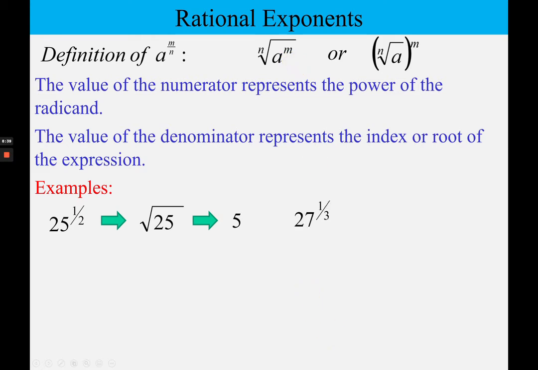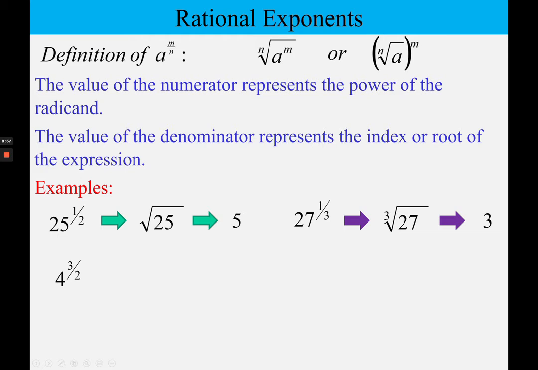Another example, 27 to the power 1/3. It's actually the cube root of 27. But 27 is a perfect cube number. Therefore, it has a root. And its root is 3. Therefore, the cube root of 27 is 3.